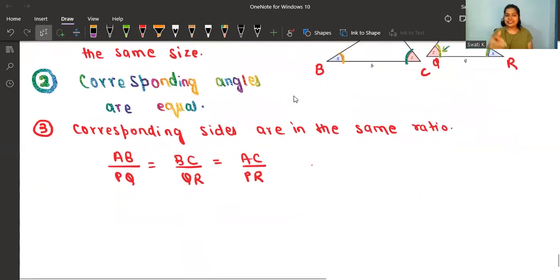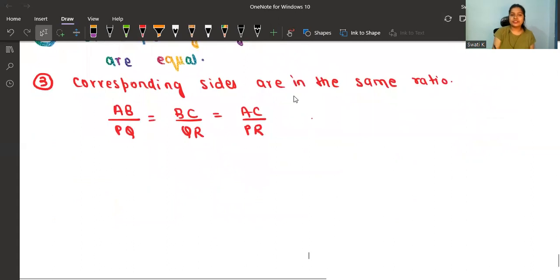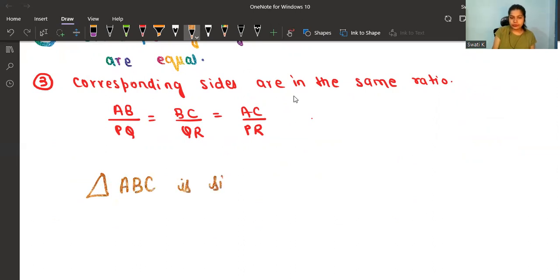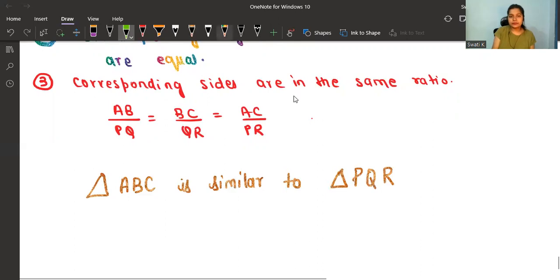Now let's understand what's the sign of the similarity of the triangles. So for that, let me first write down that triangle ABC is similar to triangle PQR, all right. Now, what's the sign for this? What's the sign for is similar to?